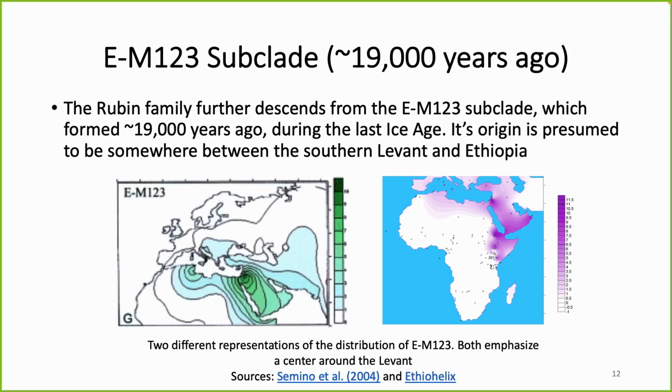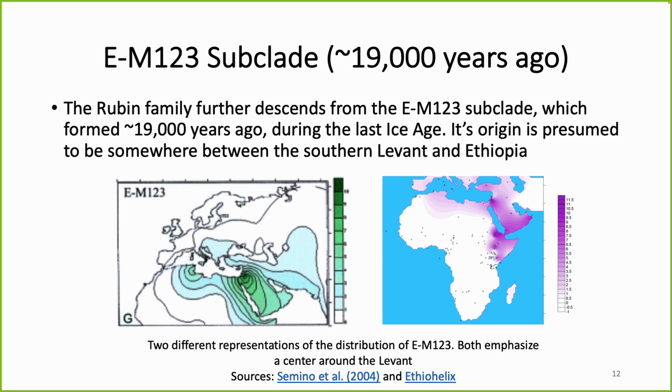All right. Now we're going to discuss EM123, which is a subclade of EM35. This formed 19,000 years ago during the last ice age. So where do people think it was formed? Over here on the left-hand side, you can see where the descendants of EM123 live today, everyone who has the EM123 mutation. Look where it's centered, right in the Near East, right around Israel, in the Levant.